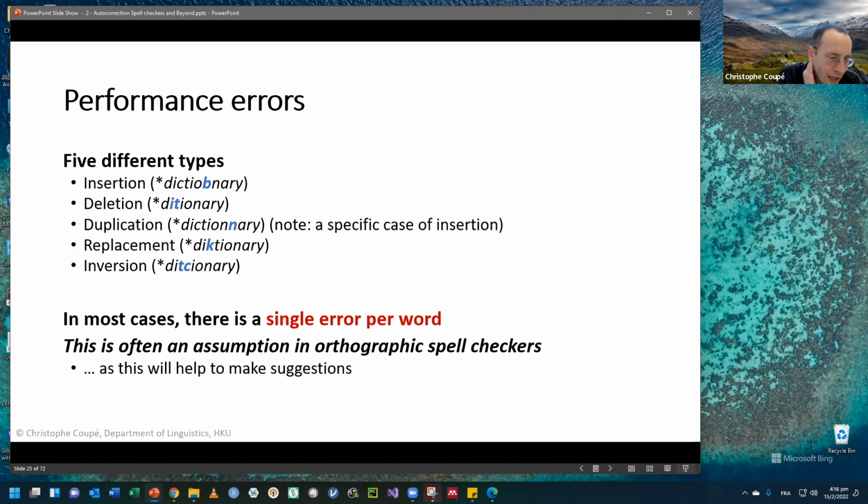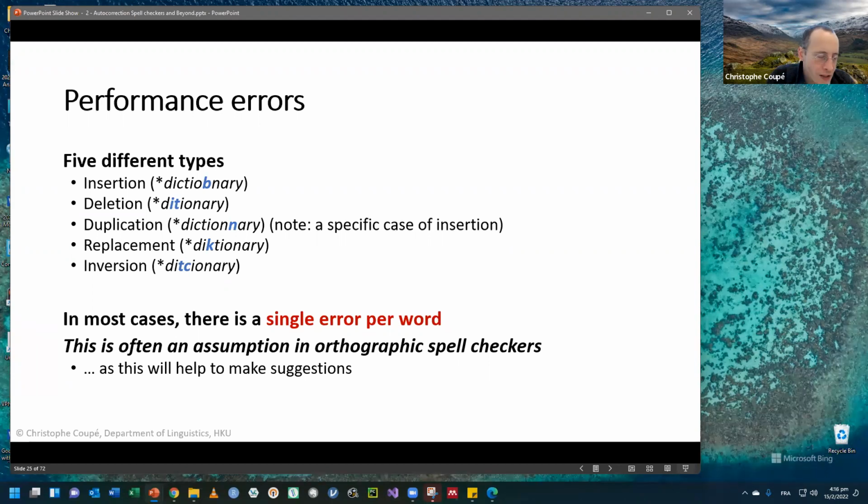You may consider it like this. You type very fast, and you type one letter before the one that should come just after. You invert 2 letters. Yeah, when you have these performance errors, most of the time, which is nice, you don't make too many of them. Usually there is a single error per word. And if you assume this to be the case, it can help you to make suggestions.